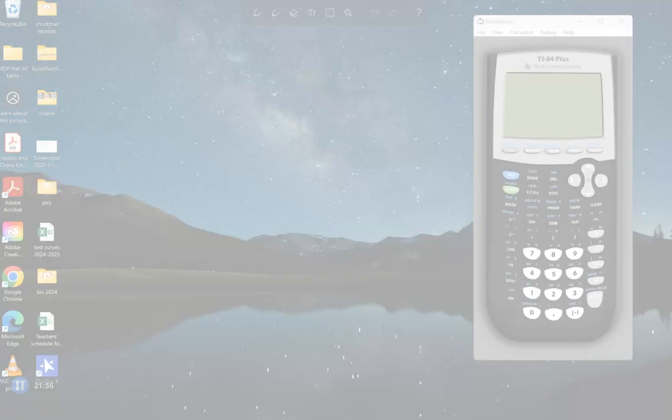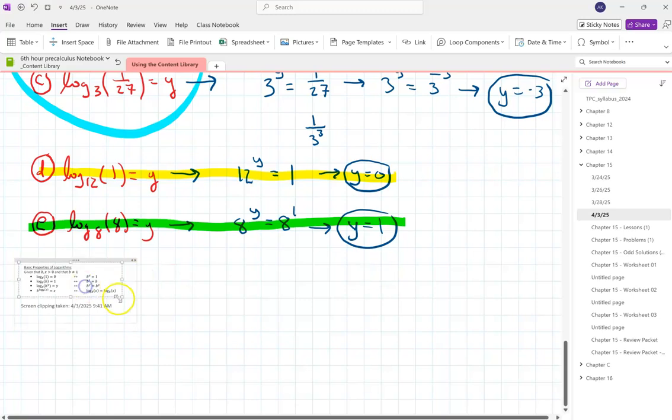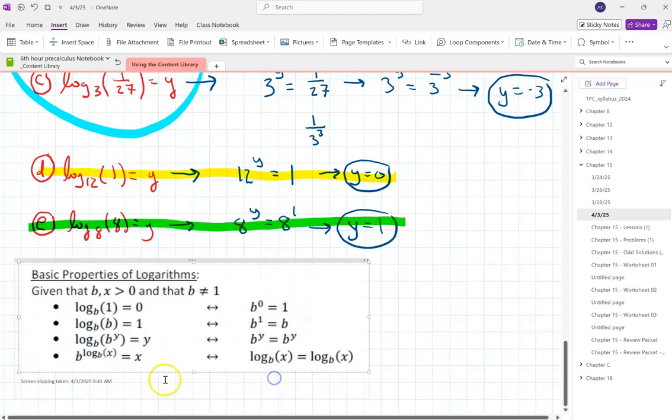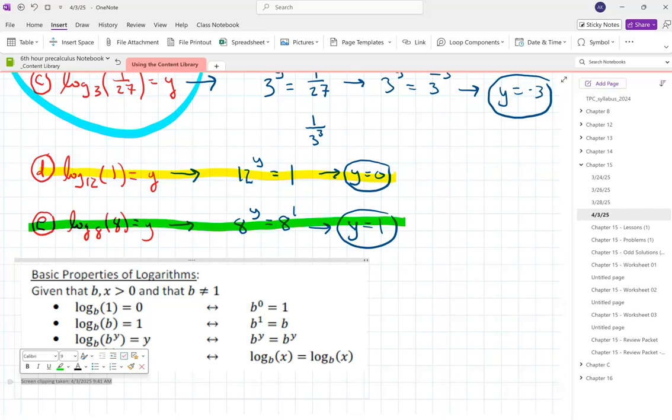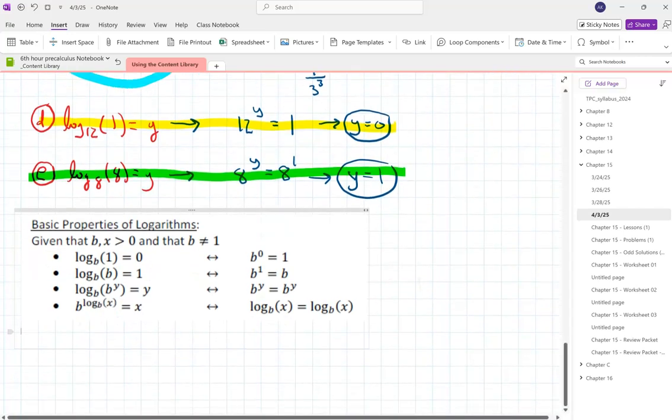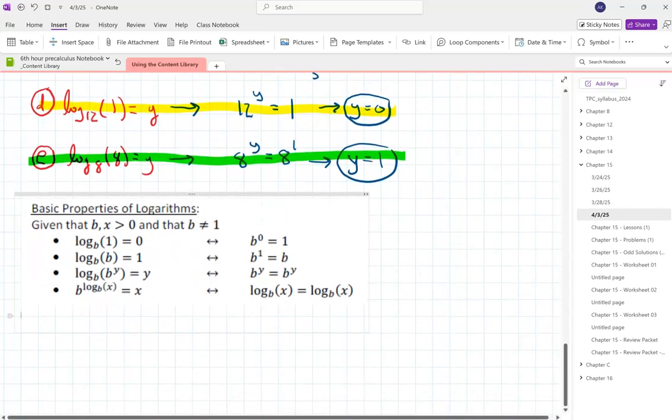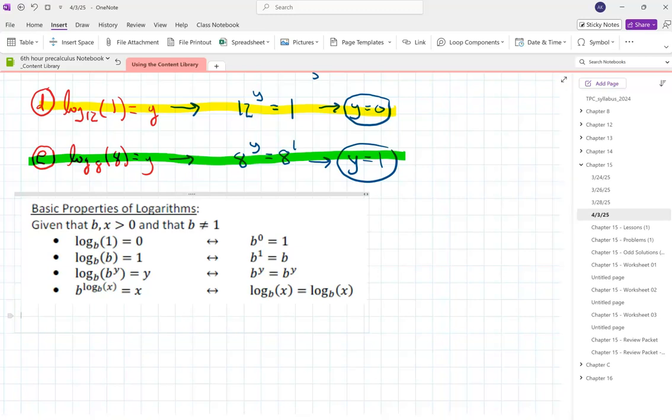So we've just illustrated three of them, and the fourth one I think we can infer from the one we most recently did. So our basic properties for logarithms: any log of 1 is 0. You came up with that pretty easily. Log base b of b is 1. Again, you came up with that pretty easily.